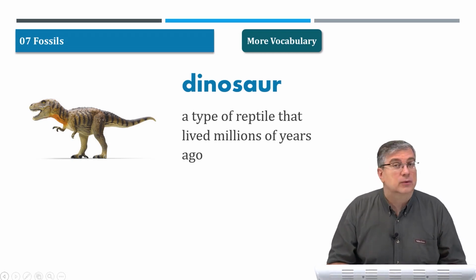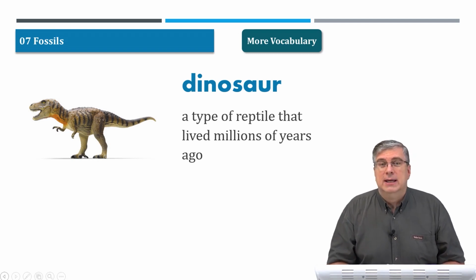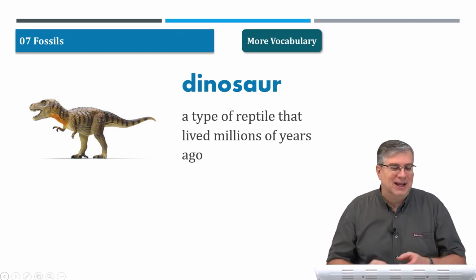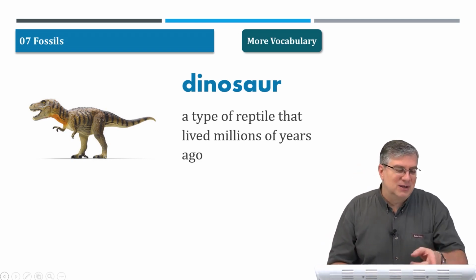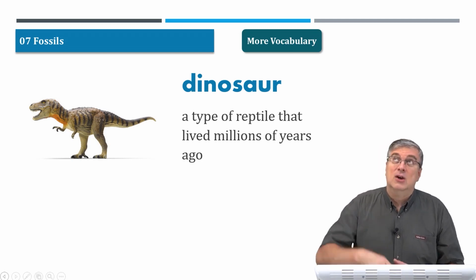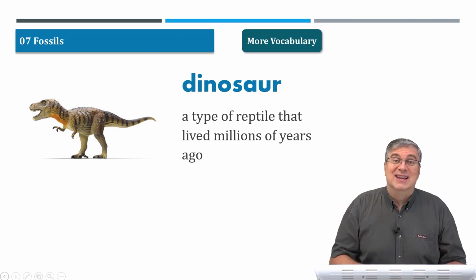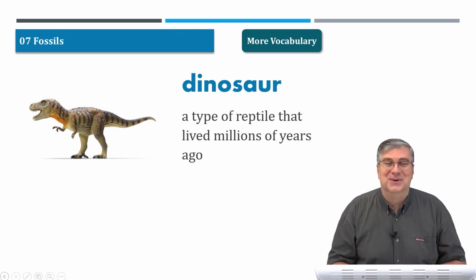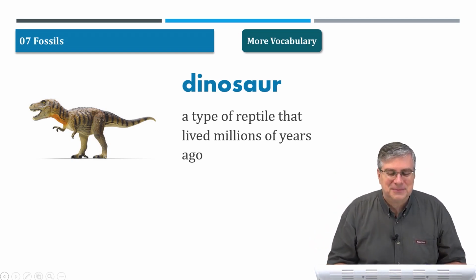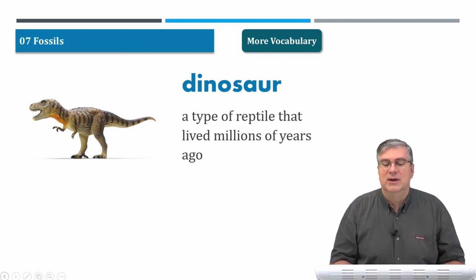In fact, dinosaur is Greek. In Greek, dinosaur means terrible lizard. So terrible lizard. Think about that. Of course, if you saw the picture, this looks like a Tyrannosaurus Rex. Really tall, big teeth, sharp claws. Oh my gosh, yes, that is a terrible lizard. Okay, so dinosaur is a type of reptile that lived millions of years ago.